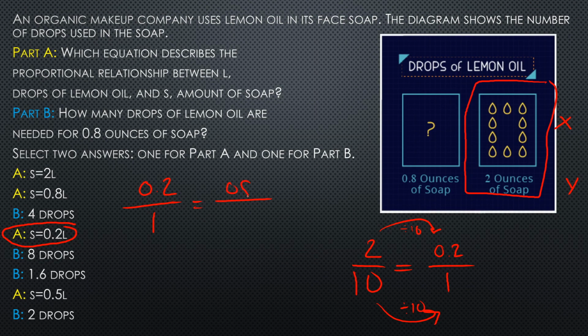So if I need to have 0.8 over this question mark here, I can multiply this up here, 0.2 times 4, and I'm going to do the same thing on the bottom. So 1 times 4 is just 4. Which means that for part B, I am using 4 drops of lemon oil to make this soap.